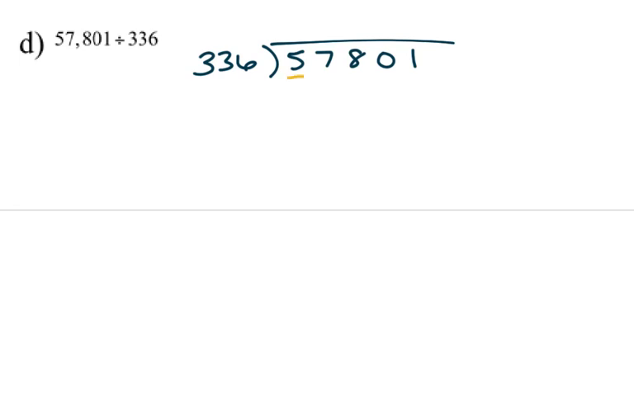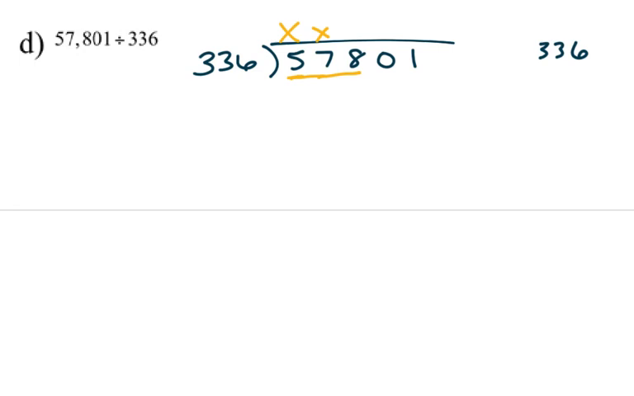Now we will do the exact answer of 57,801 divided by 336. And so 336 is our divisor with 57,801 underneath. And so we start off by saying, does 336 go into this 5? No. Does it go into 57? No. Does 336 divide into 578? Yes.